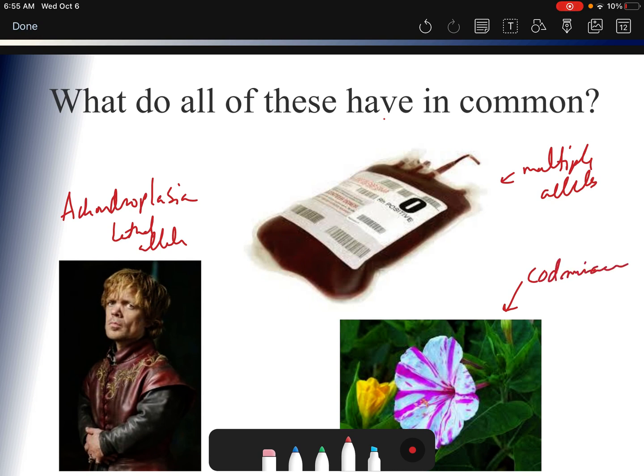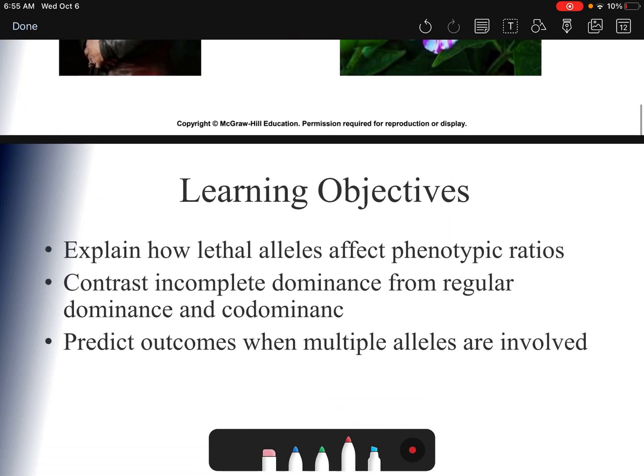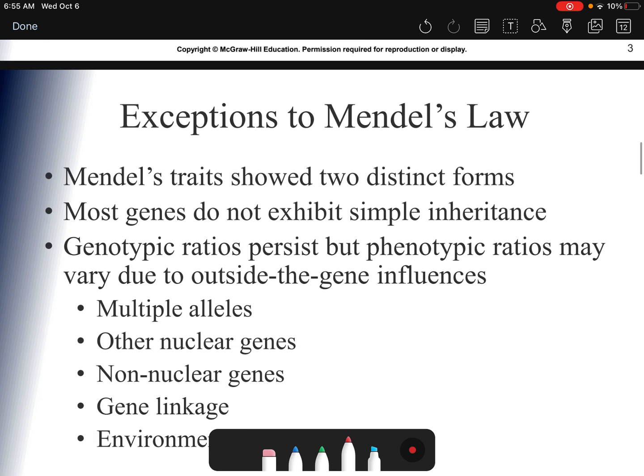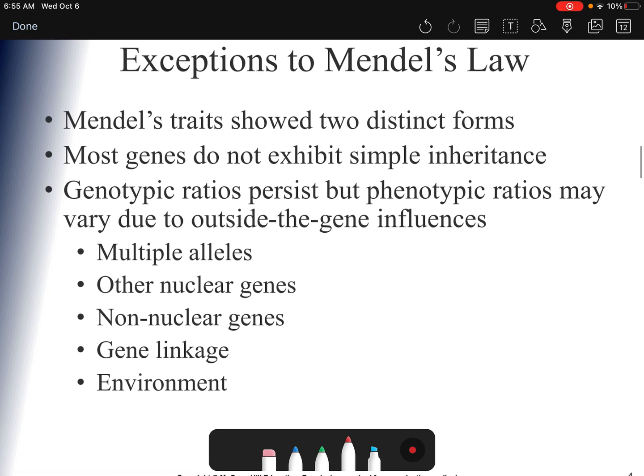So there are all sorts of other types of inheritance that are considered non-Mendelian. For this first part we're going to look at lethal alleles, incomplete dominance, I should say codominance, contrasting them with regular dominance, and then multiple alleles. This shows that when Mendel did his work, he was just looking at two distinct forms, but we know there are all these other things that can influence your basic phenotypic ratios.